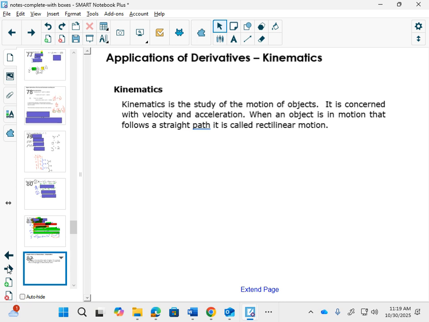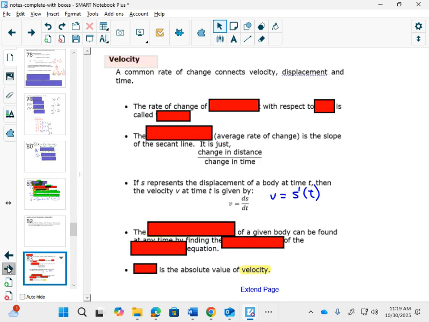And we'll start off really straightforward. So, you have velocity. A common rate of change connects velocity, displacement, and time. So the rate of change of displacement with respect to time is called velocity. Right? How fast are you driving? I'm going 100 kilometers per hour. That would be considered a speed because I don't tell you a direction. If I was saying, I'm going 100 kilometers per hour this way, now I have a velocity because I have a direction along with my speed.